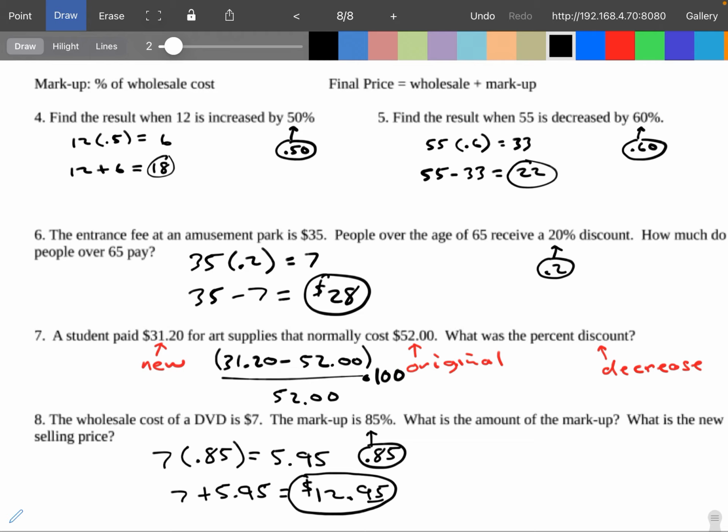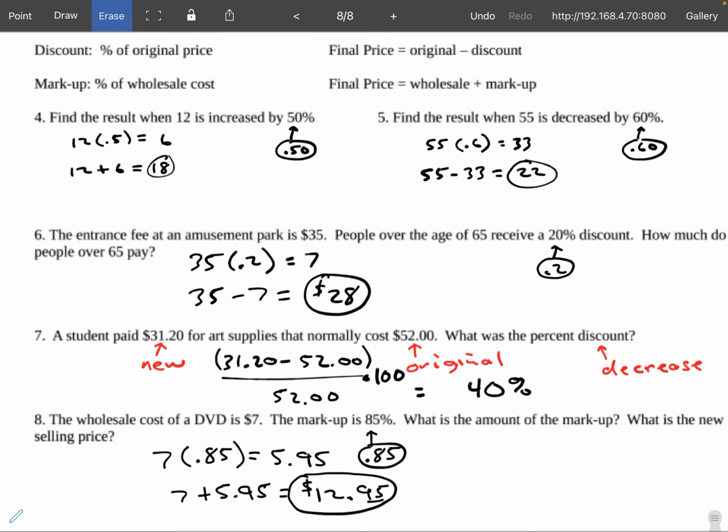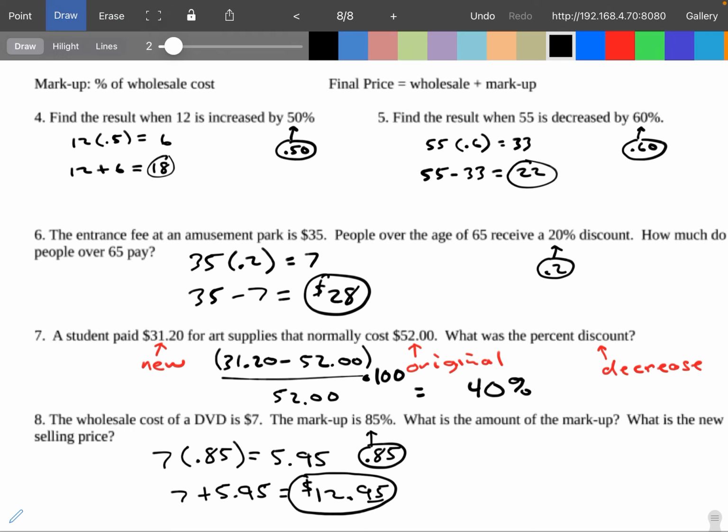Okay, so we'll just put that in a calculator. So we'll do 31.20 minus 52 divided by 52 times 100. I get negative 40. So that's a negative 40. And again, we're looking for a percent here, so you got to put a percent symbol on it. But again, the negative is just telling you that it's a percent decrease. So I guess we could take that negative off of there. It's just a 40% decrease or 40% discount.